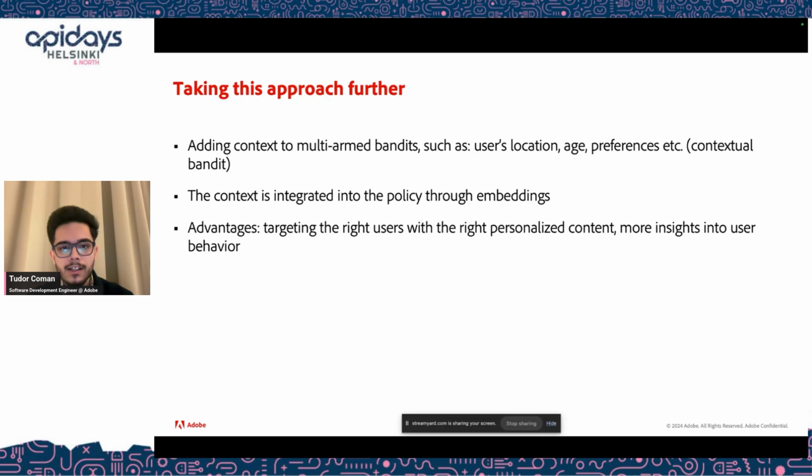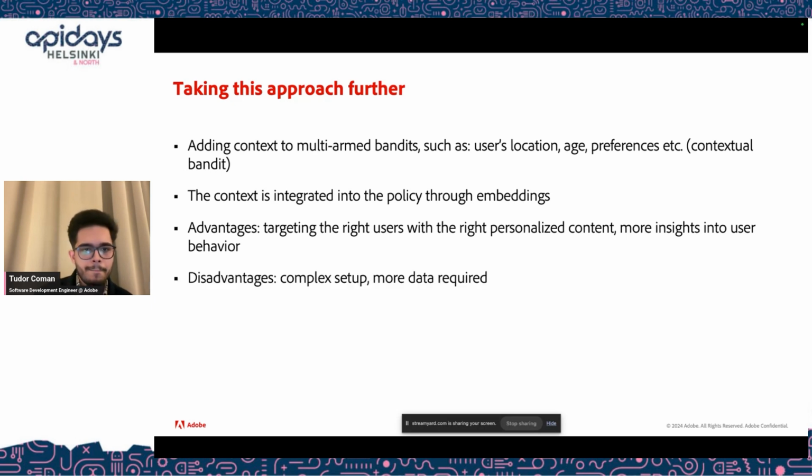Advantages here are targeting the right users with the right personalized content. Like I said before, you can use this for personalization as well. Especially if you have such parameters, you can create different variants for segments in your audience and determine which work best. And basically, having this information also results in more insights into user behavior. But the disadvantages here are that it's an even more complex setup than the one presented before, and of course, you need more data.